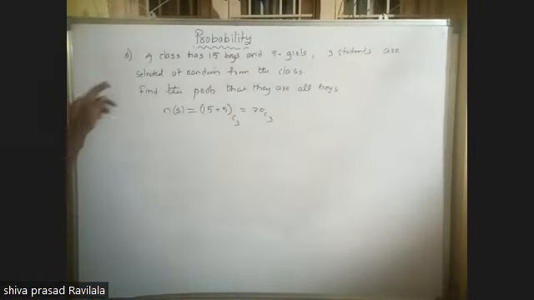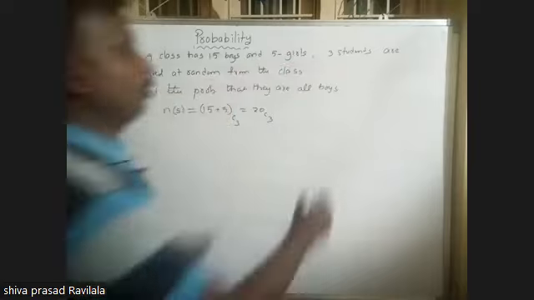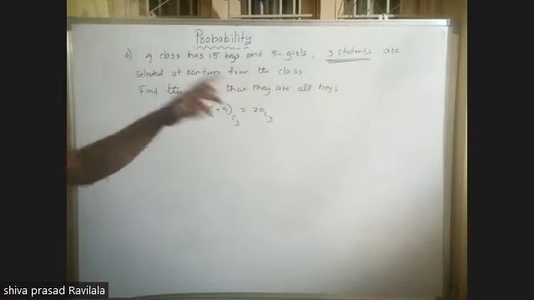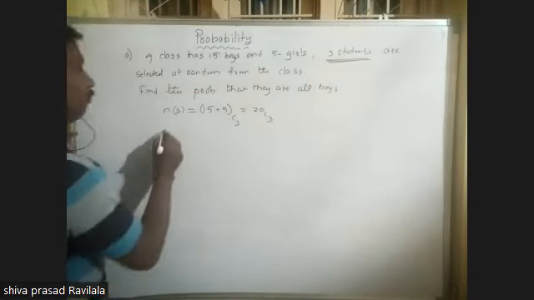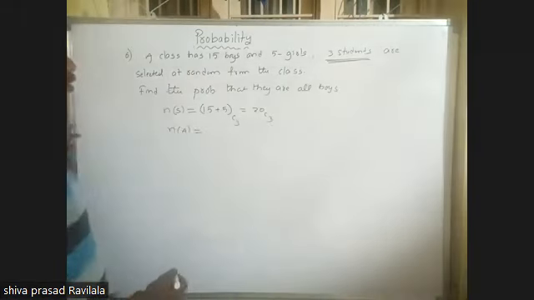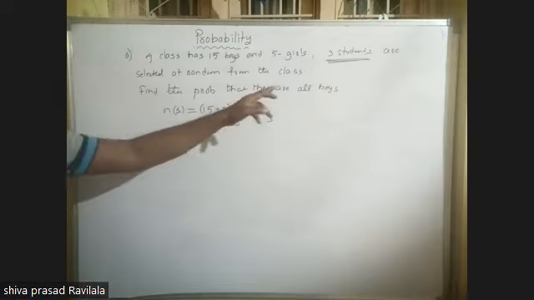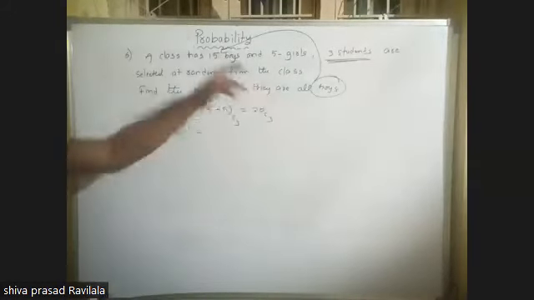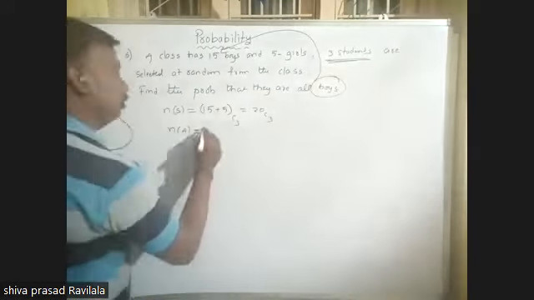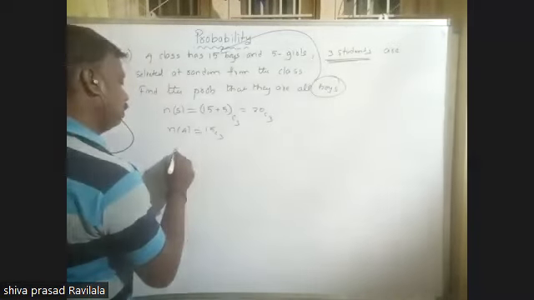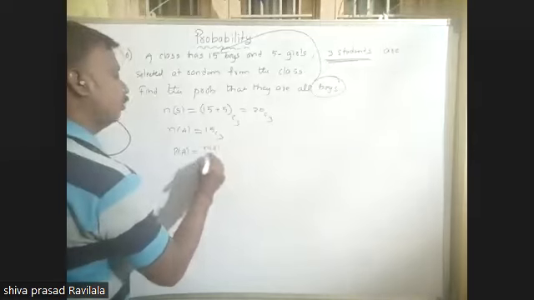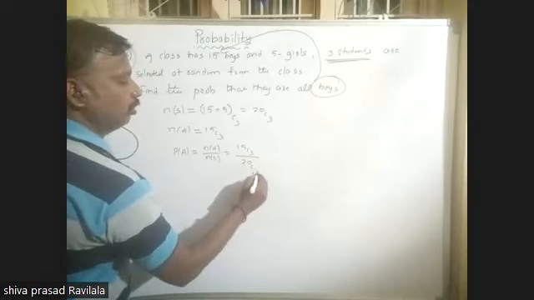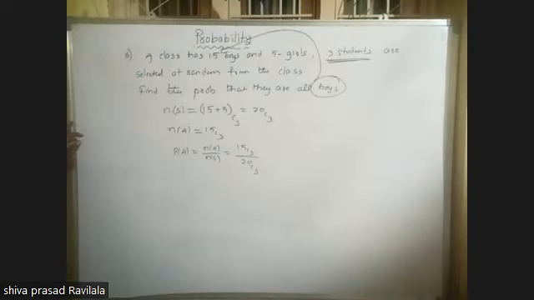And next one. 15 boys and 5 girls and 3 students are taken. We are going to find the probability of taking 3 students out of these 20, selected at random from the class. Find the probability that they are all boys. Then compulsorily you take those 3 boys out of these 15. Therefore, n of A is equal to 15C3. That is P of A is equal to n of A by n of S, which is 15C3 by denominator 20C3. Write down.